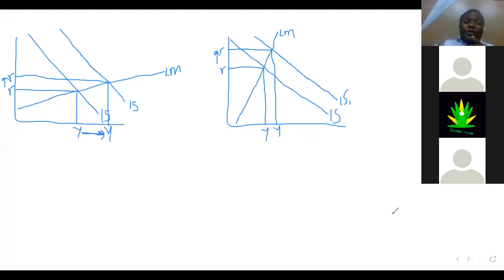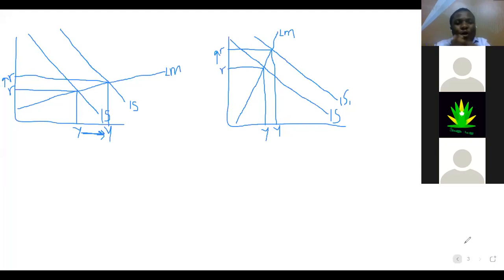The IS curve will only increase the interest rate once your LM curve is inelastic. The same goes for when your LM curve is elastic. When your LM curve is elastic, what happens? Your IS curve becomes effective in improving output.